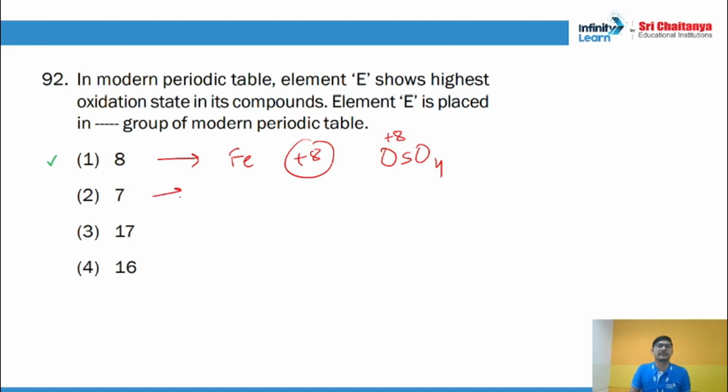Okay, for group 7 it will be +7, for group 17 again it will be +7, for group 16 it will be +6. So that becomes our correct answer, the highest oxidation state. Is that clear guys?